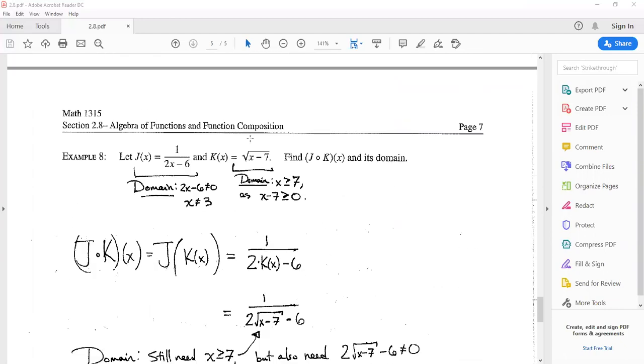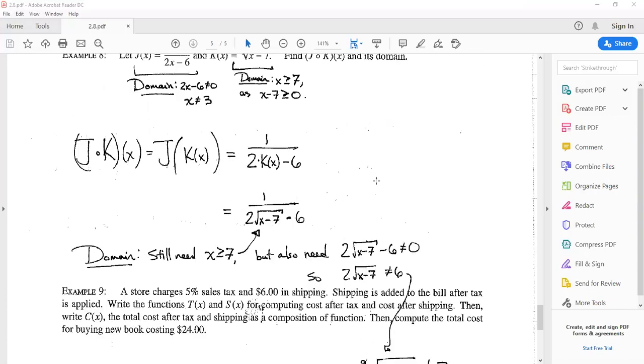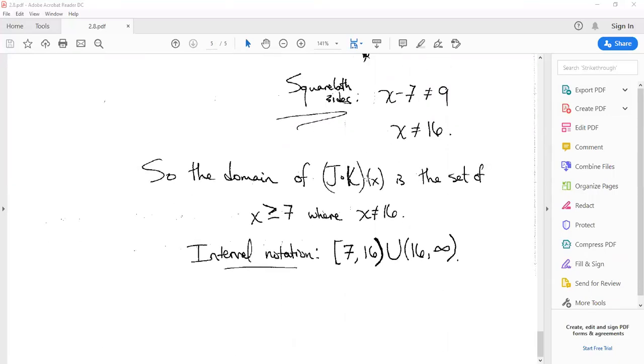I think honestly we'll probably go back over example 8 when we meet in class too, because I think it's a pretty rich example. It's a pretty good one. So we'll see you then.